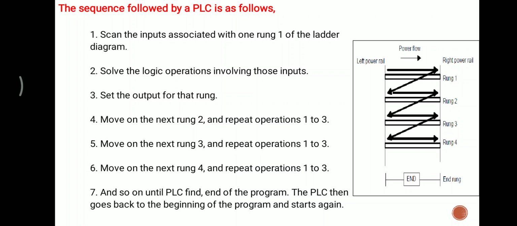Again the microprocessor will move to another rung, rung 2. It will repeat operations 1, 2 and 3, and set the output for that rung. Again it will move to another rung, perform operations 1, 2, 3 and set the output. Again it will move to another rung, perform operations 1, 2, 3 and set the output again, and the final rung is the end of the program. So this is exactly the sequence taking place in the ladder diagram.